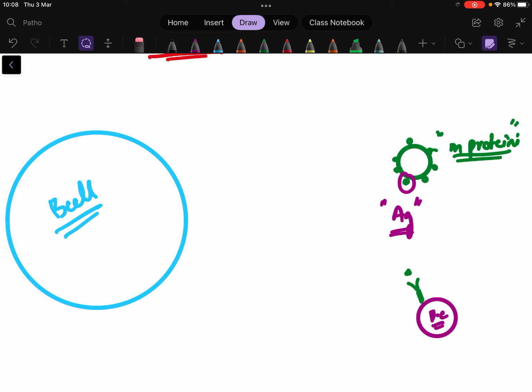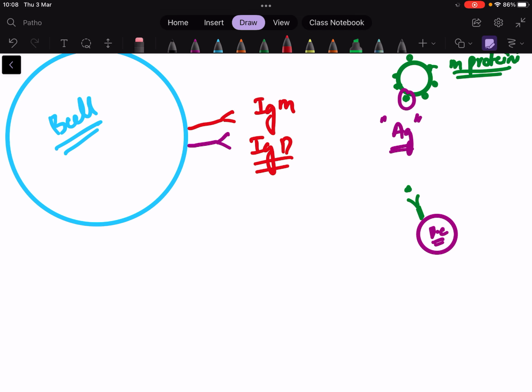We have to see. Basically the B cell is very unique because B cells are having antibodies present on them, which are IgM and IgD. You can remember this with the mnemonic that B cells have done some MD program. So the antibodies present on the B cell are IgM and IgD.